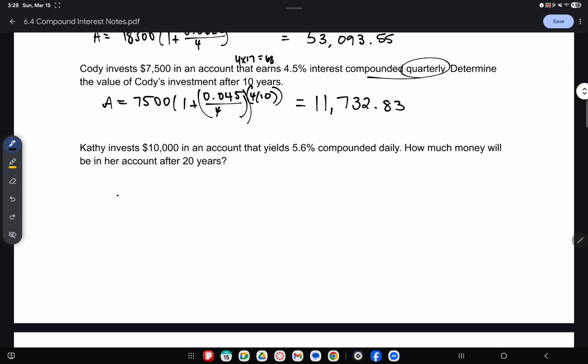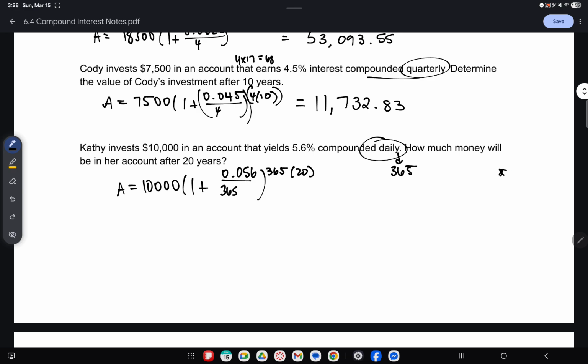Let's do another one here. So we have 10,000 at 5.6% compounded daily, and then for 20 years. So daily, here's what's kind of weird. There are 365 days in a year. We're not going to count leap year, so we're going to use 365.